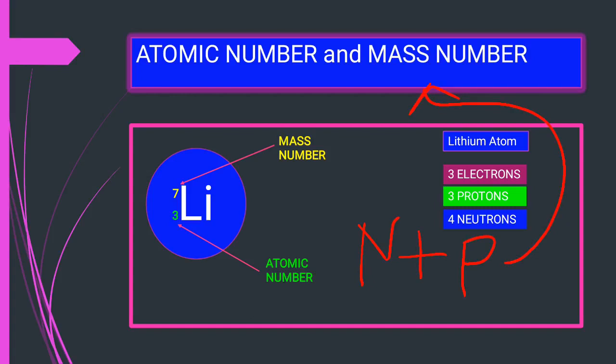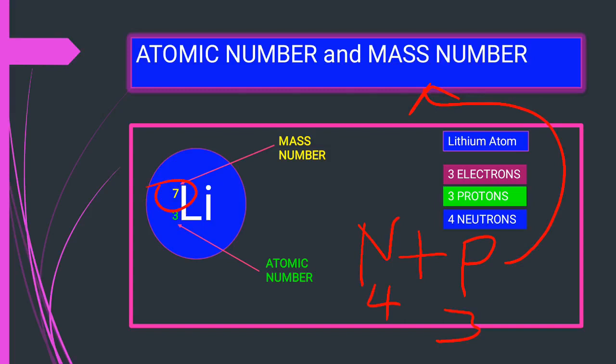Note that neutrons plus protons gives us the mass number. What does that tell you? The mass number of lithium is the number of neutrons, which in our case is 4, plus the 3 protons, and that now gives us 7. It gives us 7 as the mass number of lithium.